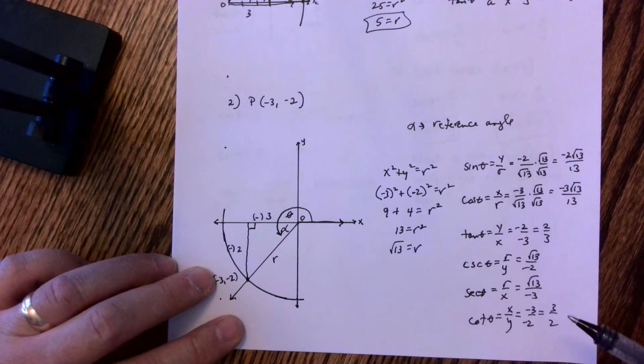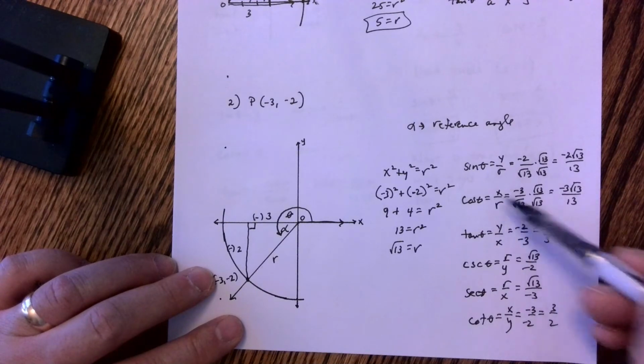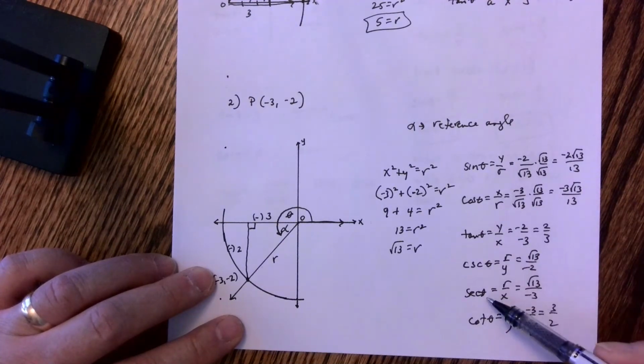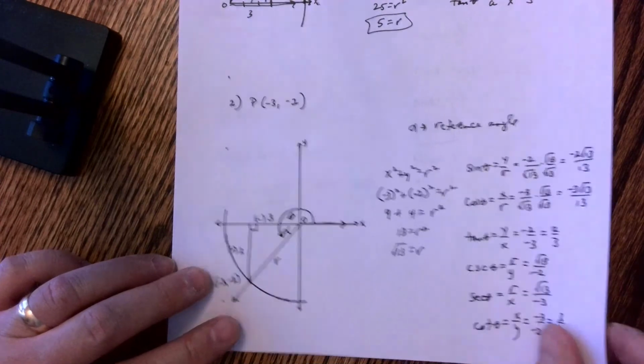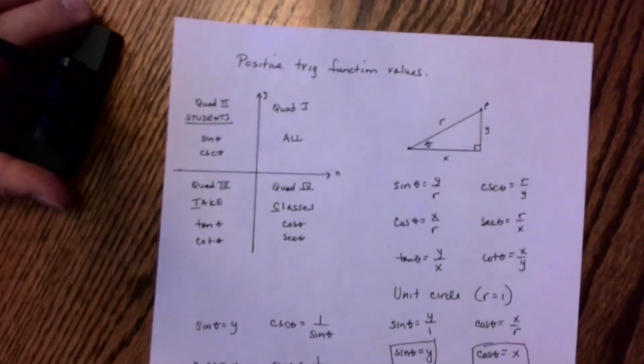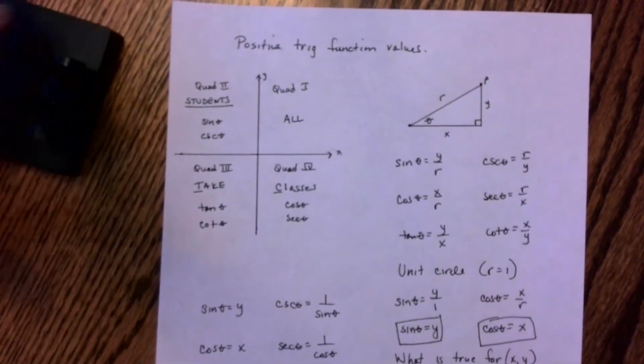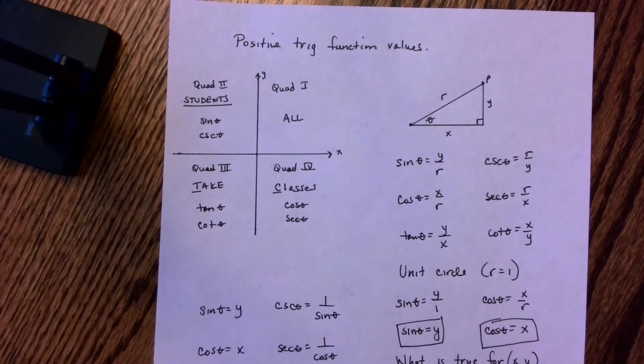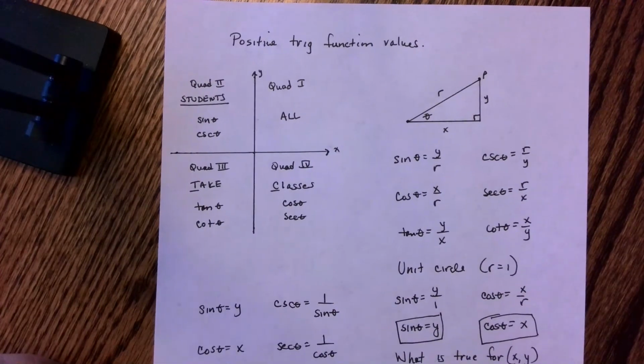But the other four are negative. Sine is negative, cosine is negative, cosecant's negative, and secant's negative. Now, what will that do for us? Well, believe it or not, there is a very simple thing that you can learn that will help you determine which trig function values are positive in which quadrants.